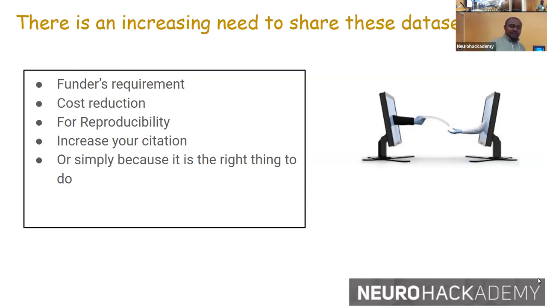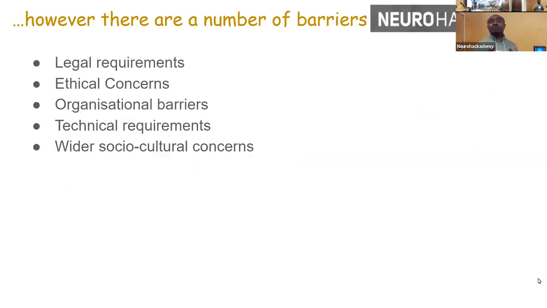So in all these, there are barriers to data sharing. Although there's an increasing need to share these data sets, there are barriers to data sharing. So there are legal requirements. Have we heard of something called the GDPR? Who has heard about the GDPR? Good. So these are people who are maybe familiar with the European legal ecosystem. So there are legal requirements for generation, for application, and sharing of data sets. And these legal requirements can be barriers sometimes to data sharing. So many research projects, so many collaborations have collapsed in recent years because of legal requirements for data.